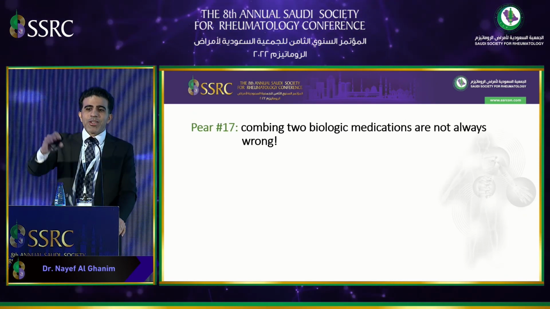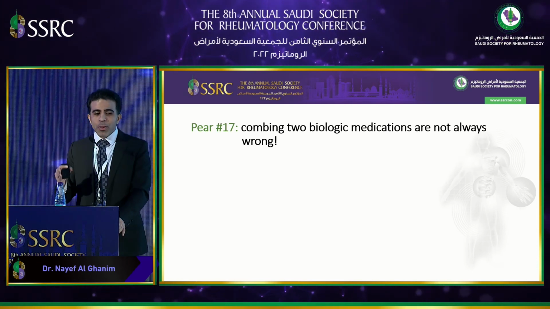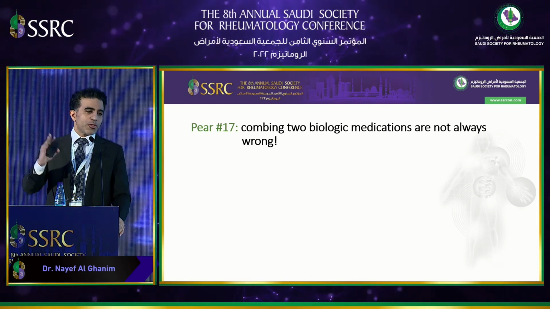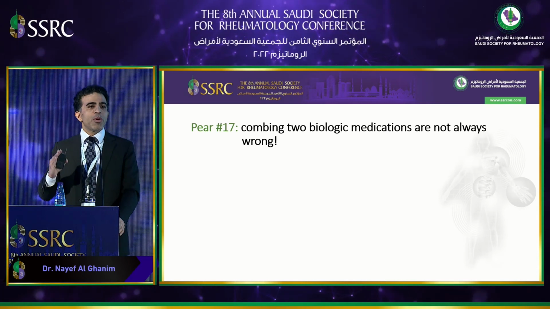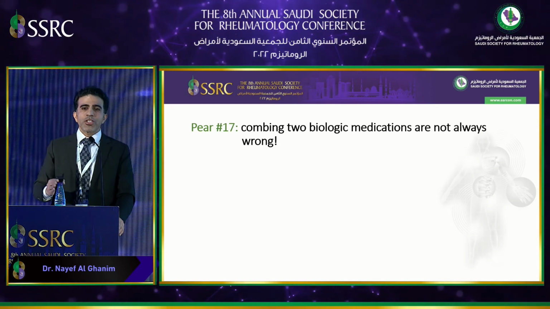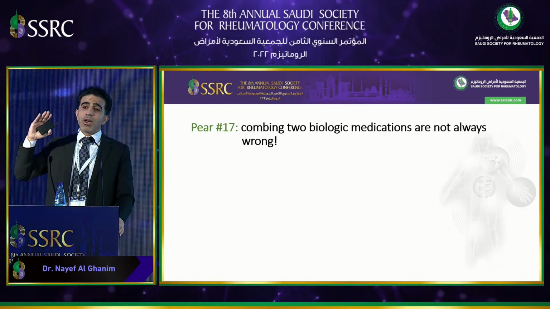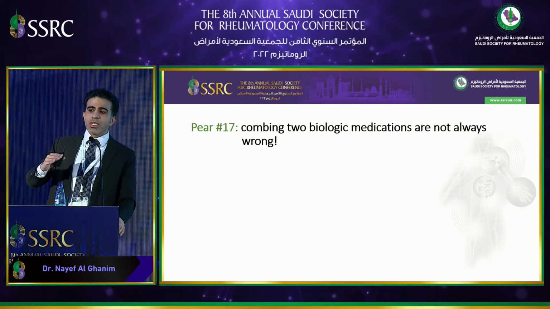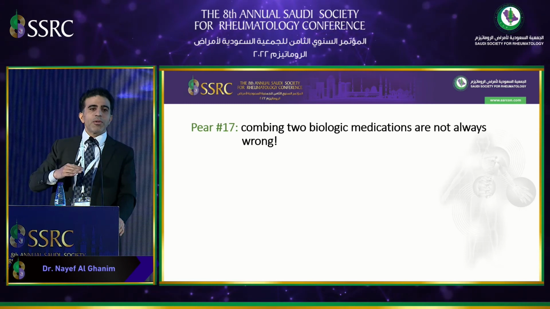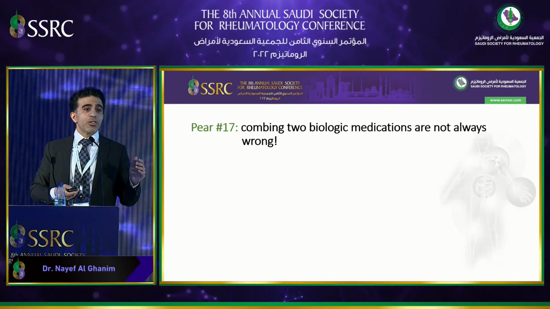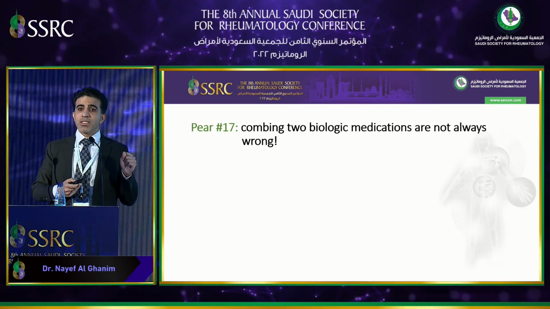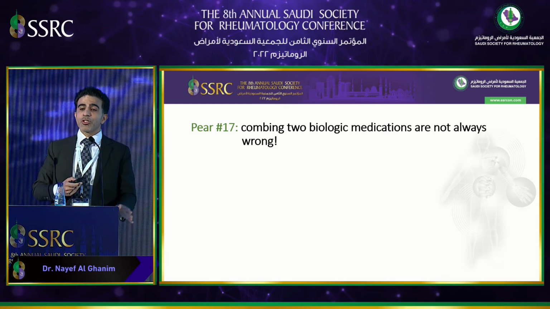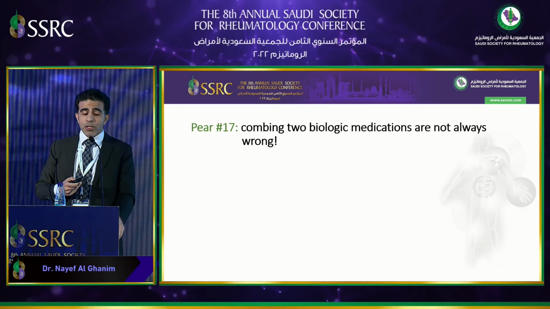Final pearl. Combining 2 biologic medications is not always wrong. We had several studies in the past that showed combining 2 biologics increased risk of infection. There were several studies combining abatacept with etanercept, or abatacept with rituximab, and showing a high risk of infection. And there were also several meta-analyses that say that there's a high risk of infection with combined biologic treatment.